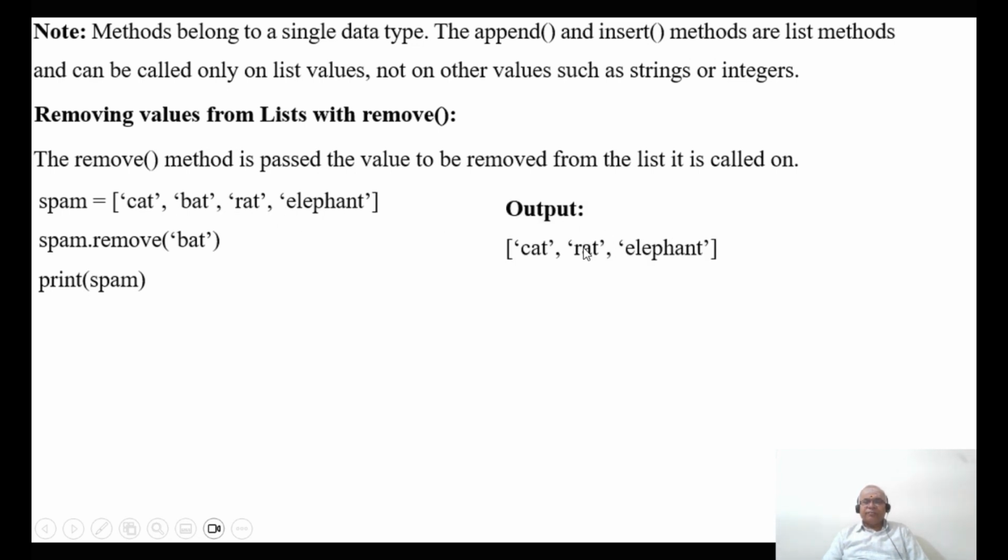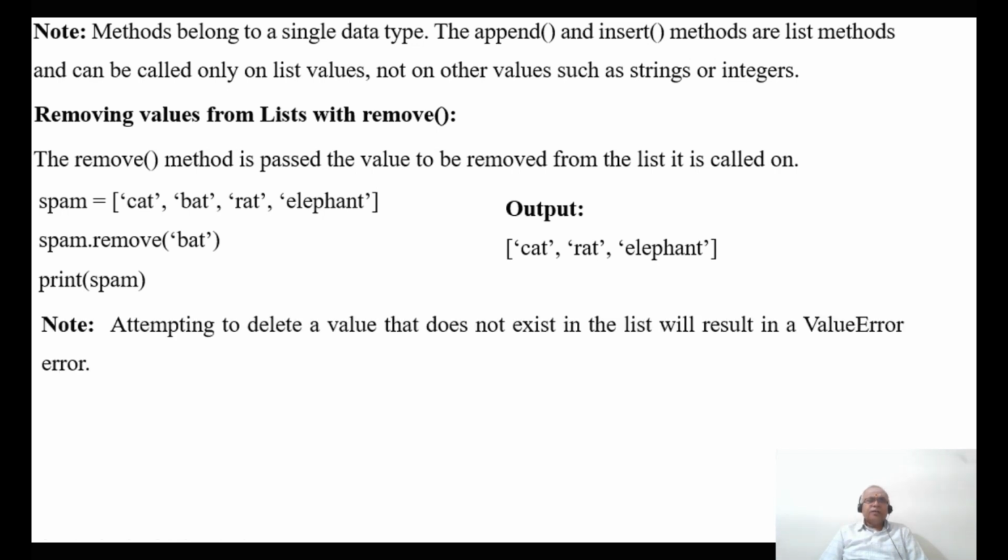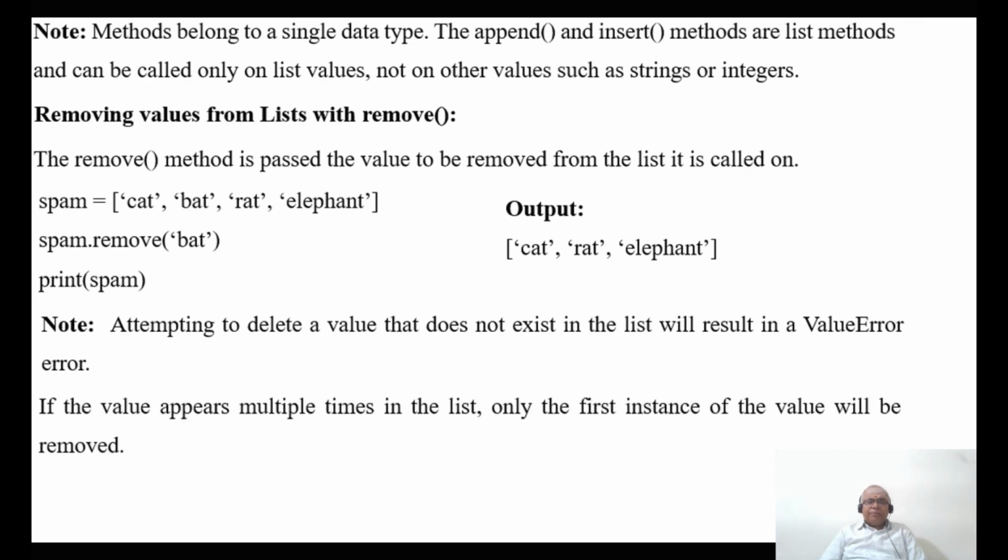That value is removed from the list. So this is how you will be able to remove. Attempting to delete a value that does not exist in the list will obviously give a value error. If the value appears multiple times in the list, then only the first instance of the value will be removed.